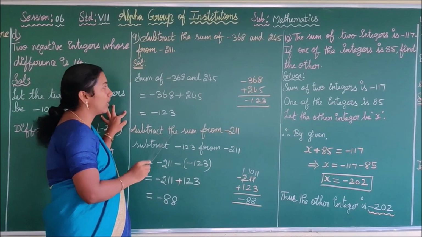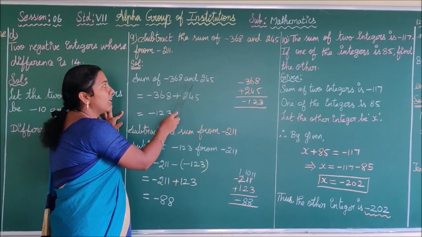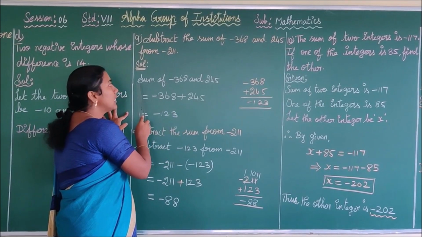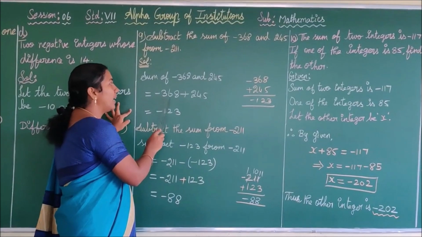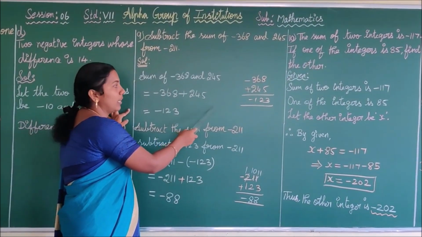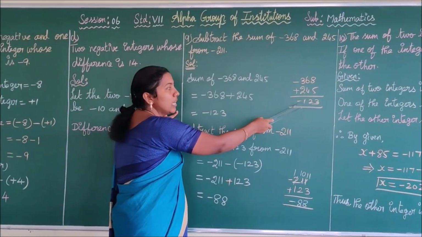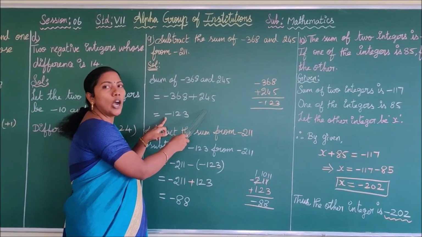It's clear, children? Okay, first we are going to find the sum of minus 368 and 245. Sum means what is the operation? Yes, addition. Thus, we are adding minus 368 and 245. Therefore, we have found the answer as minus 123. That is, given two integers are of opposite signs.